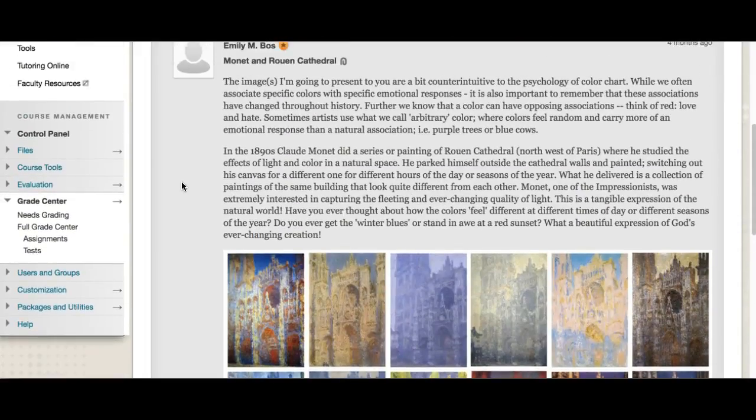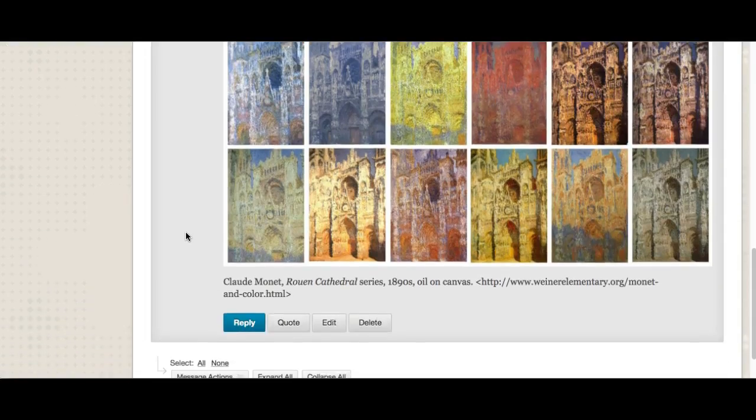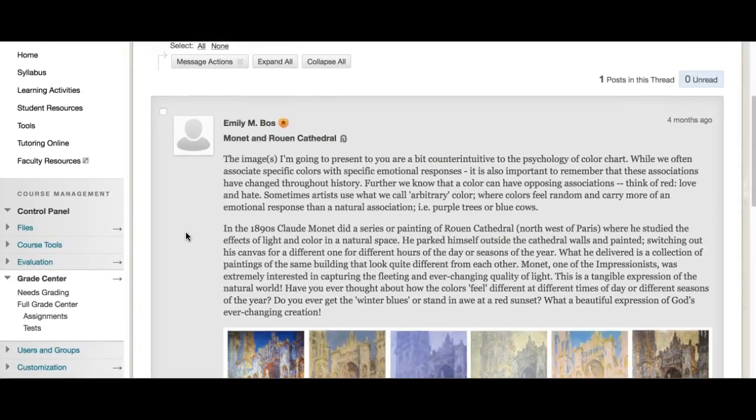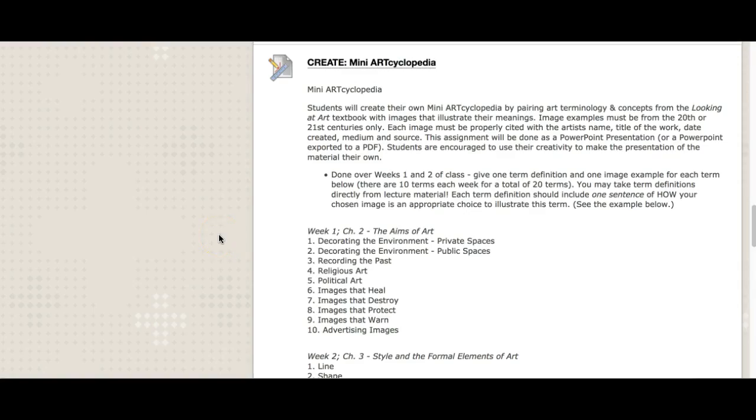So go ahead and take a look at that. You can comment on that. I'd love to hear your feedback, what you think about these works and what I have to say about this whole concept of color.